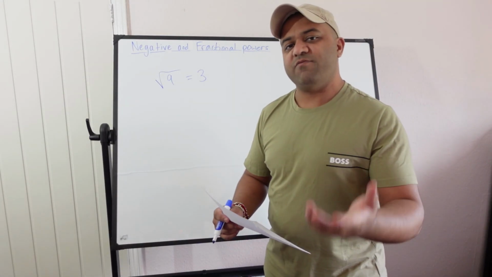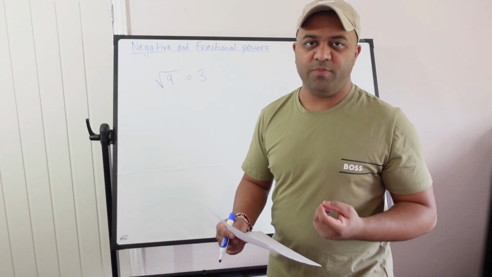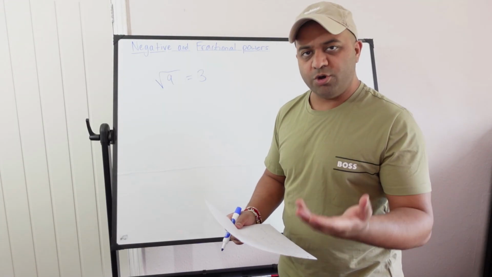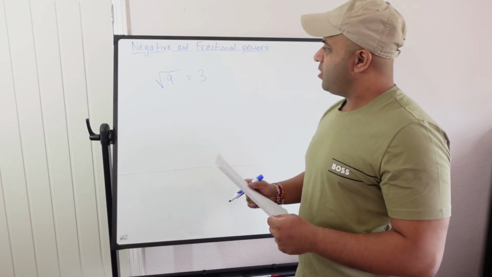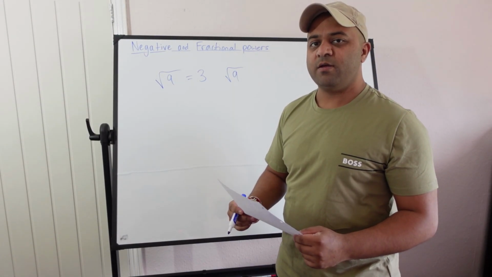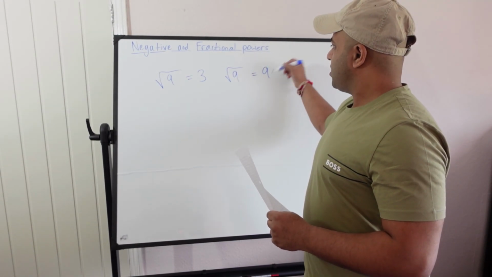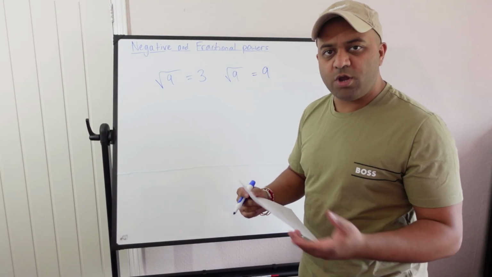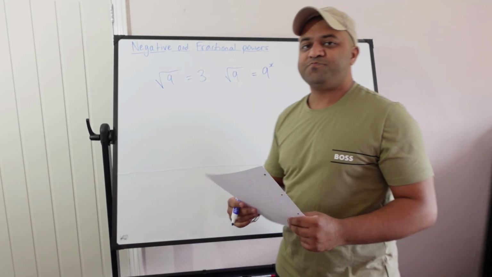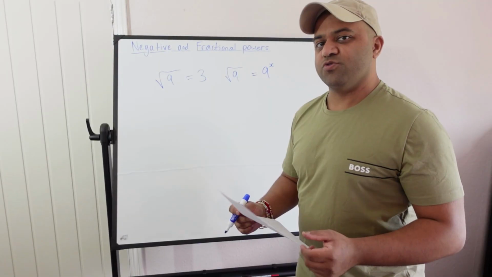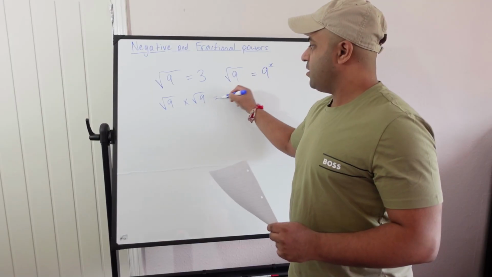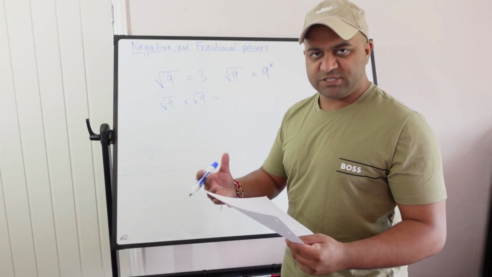So I have a theory that the square root of a number, since it is the opposite of the power of 2, should itself be a power. So what do I mean by this? I mean that the square root of 9 is equal to the number 9 raised to some unknown power. So I'll represent the unknown power with the letter x. So if this is true, then the square root of 9 multiplied by the square root of 9, which is 3 times 3, is 9.